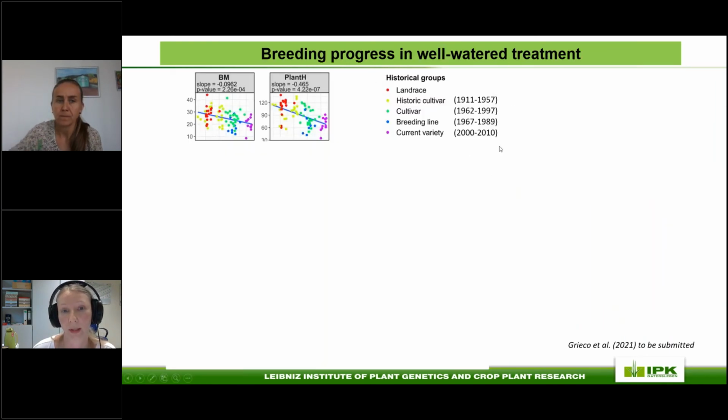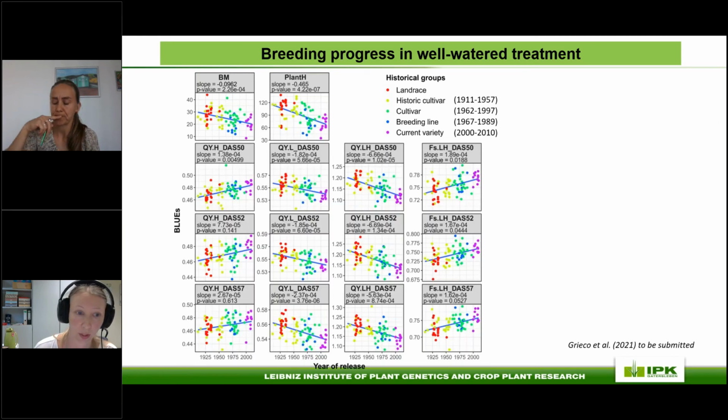Moreover, I told you we had a diverse collection here with different breeding history. And we also looked at kind of breeding progress in the well-watered treatment. As expected, you see the influence on plant height, which was reduced by breeding. We also got some reduction in the final biomass in this panel. And we now wanted to see how this is in the photosynthesis traits.